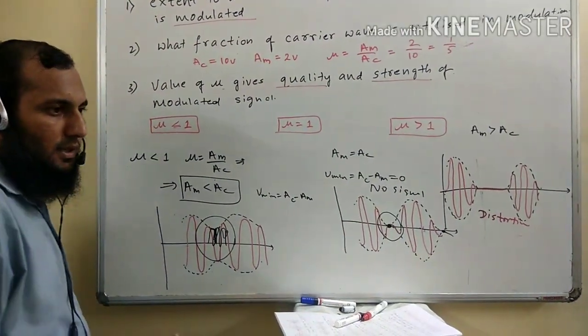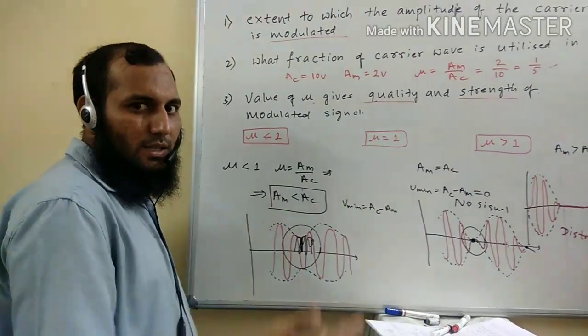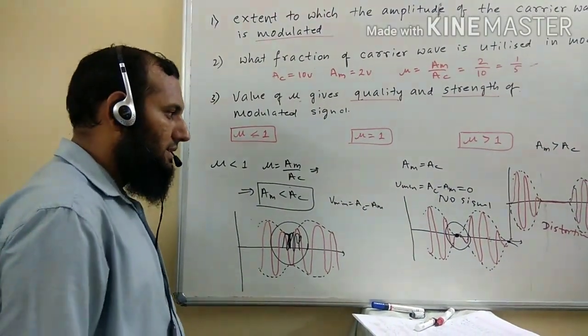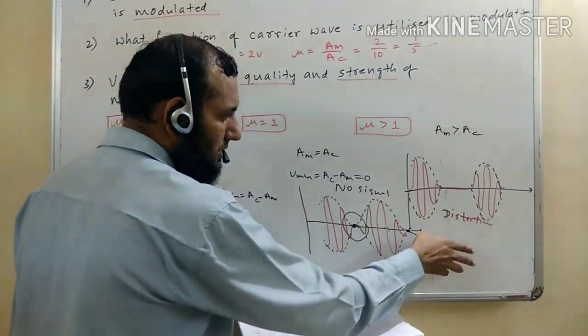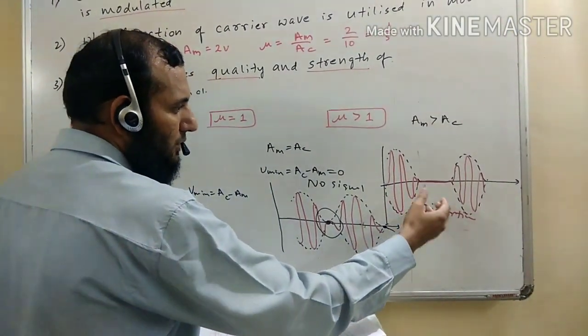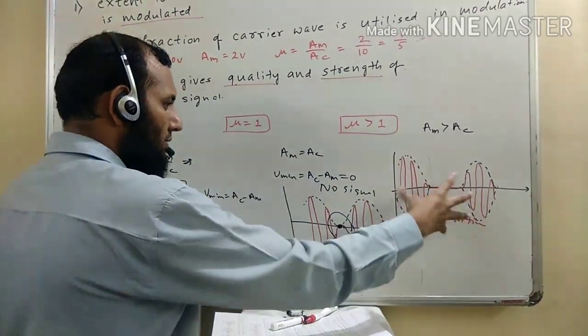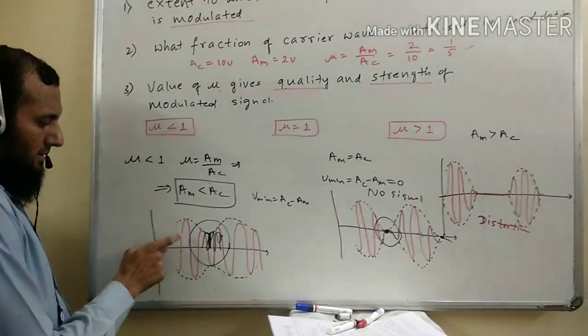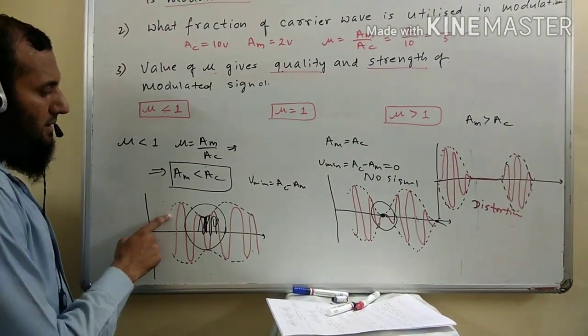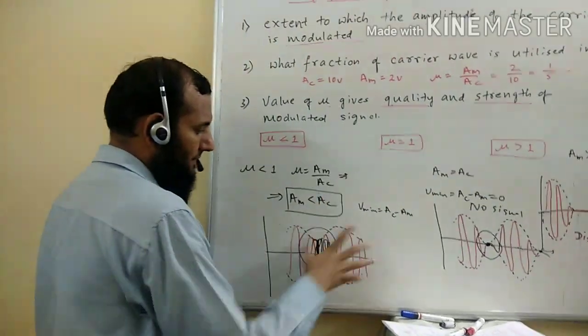Imagine you are listening to some radio and suddenly you have interruptions, where there is no signal. This is not at all desired because there is so much distortion. Say for 2 seconds there is no signal; we don't want this. And the best thing is that Am should be less than Ac.